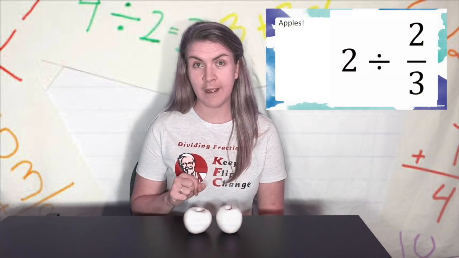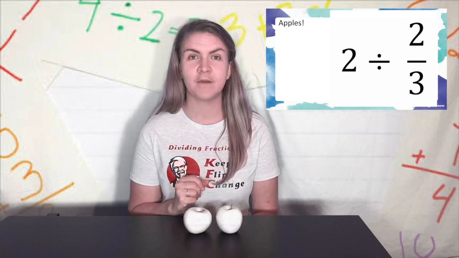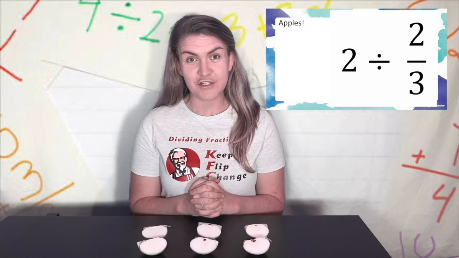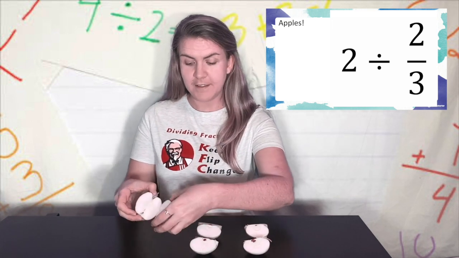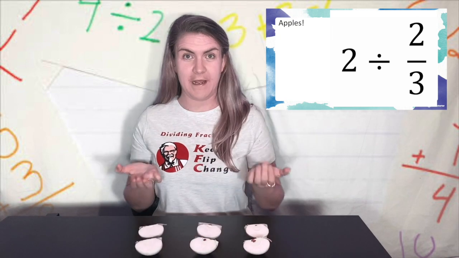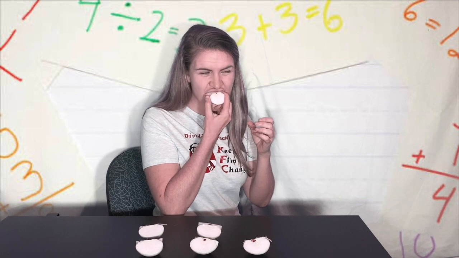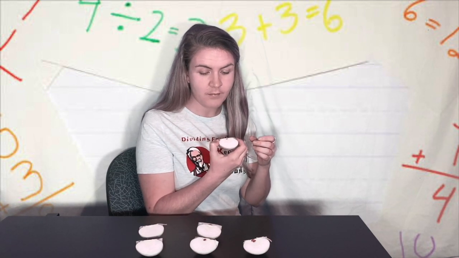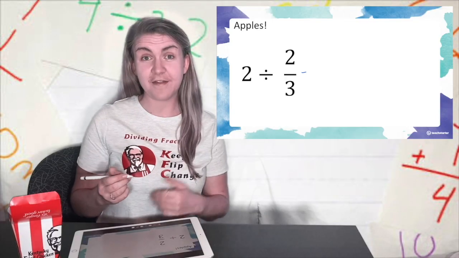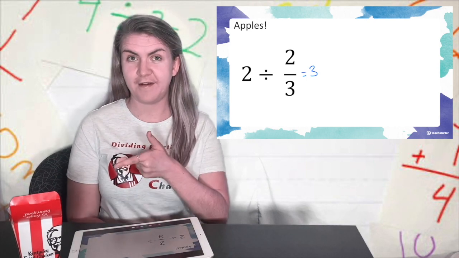So that's 2 whole apples split into groups that are 2/3 of an apple big. Let's split them. So now I've taken these 2 apples and I've split them up into groups that are 2/3 of an apple big. How many groups do I have? Well, that's 3. So I think the answer is 3 groups. Let's check it mathematically with our KFC.